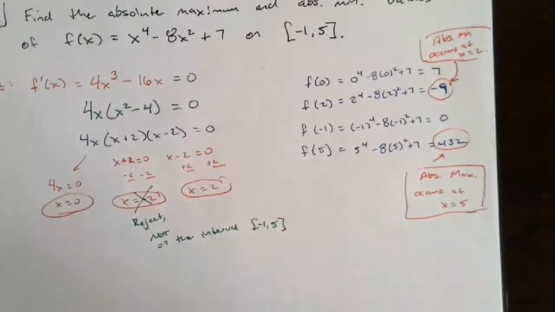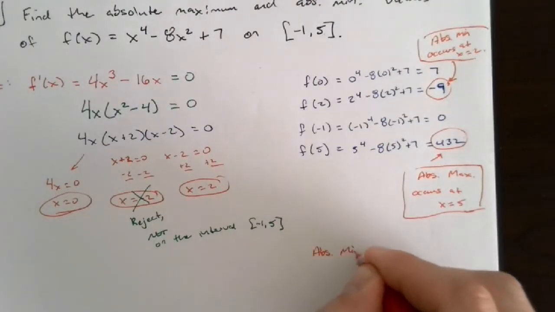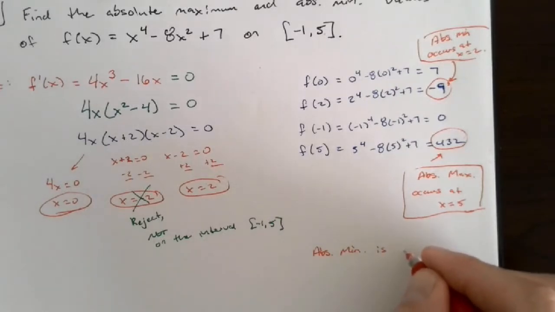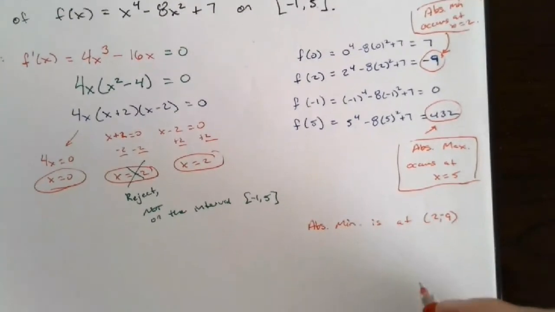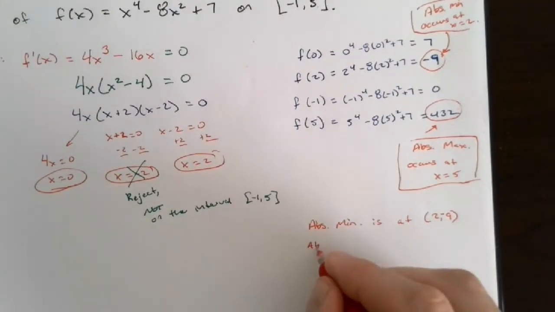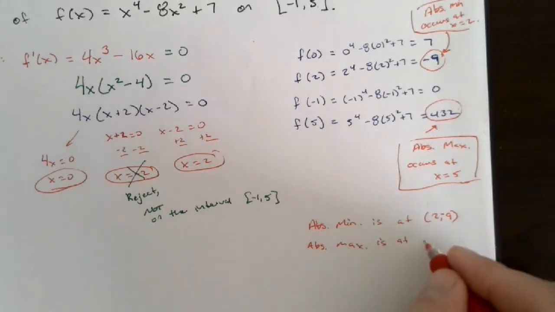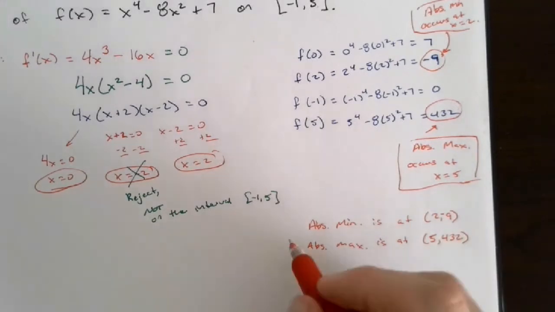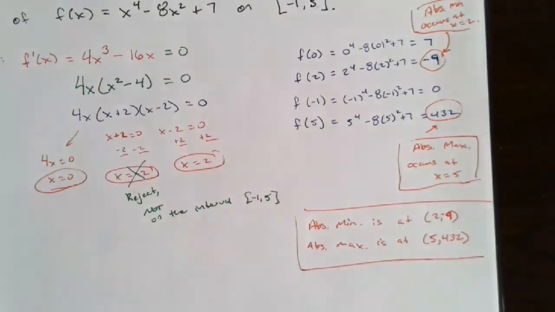You might see it written as ordered pairs. So you might see this same thing written saying the absolute min is at the point (2, -9). The absolute max is at the point (5, 432). Make sure it's a -9 there.